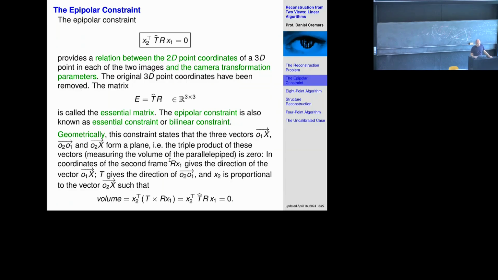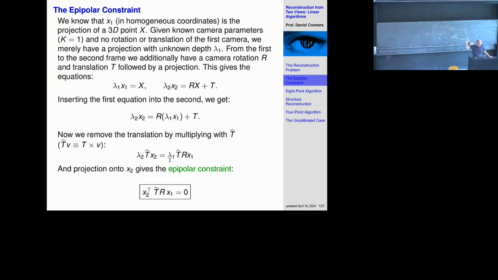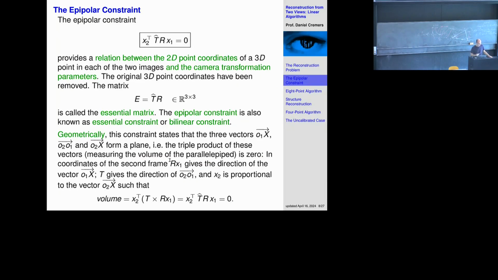So you see, first we derived it from the projection equations, and now we saw a different way to interpret it, namely saying that there should be an intersecting 3D point where the lines intersect.